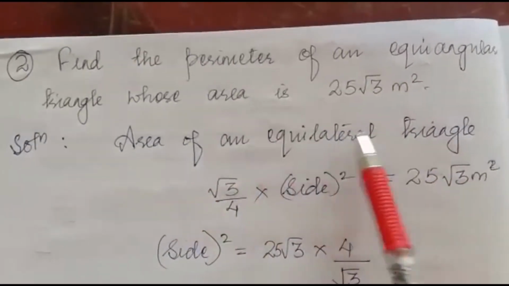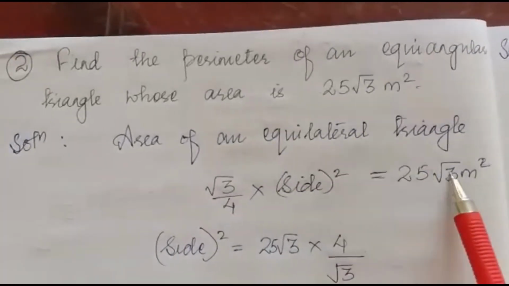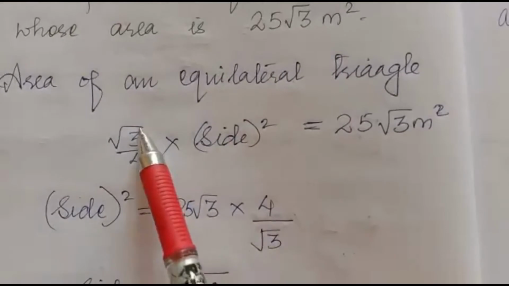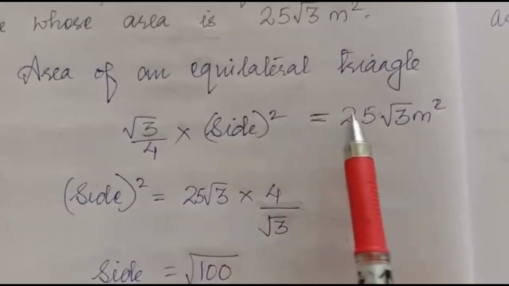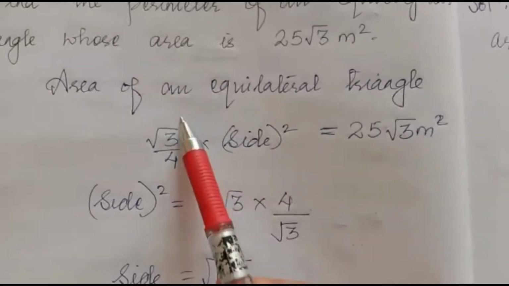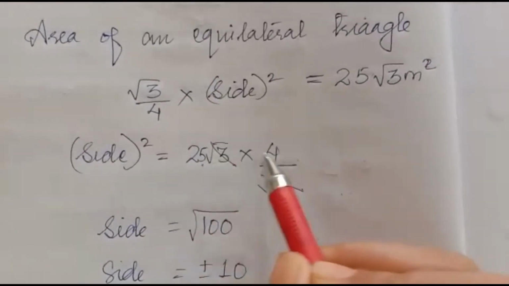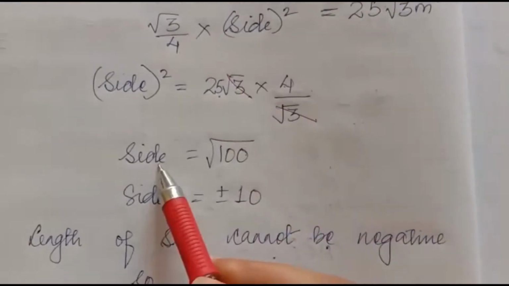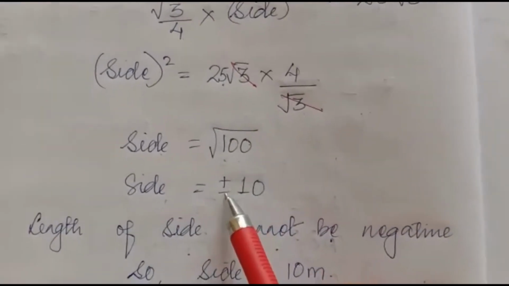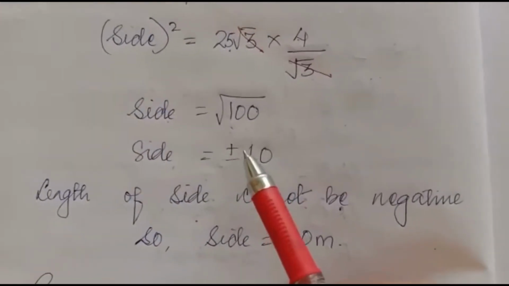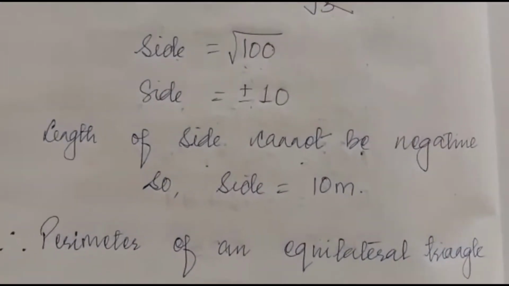So the area of an equilateral triangle is 25 root 3 meter square according to the question. Then its formula is root 3 by 4 into side square, which is 25 root 3 meter square. So this will become reciprocal here. Cancel this root 3, 25 into 4, 100. So side is square root of 100, which is actually plus minus 10. But since it is the length of a side, we cannot take negative. We have to consider only positive. So 10 meter.